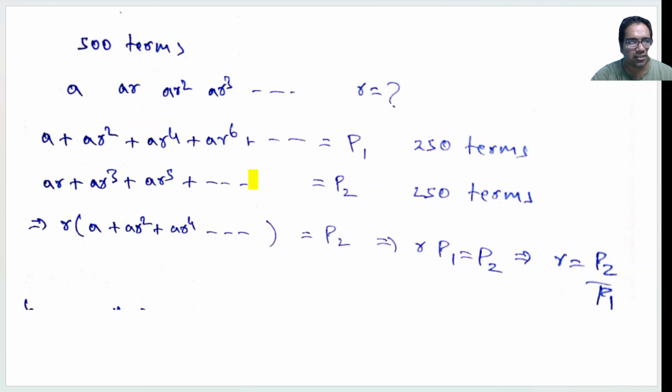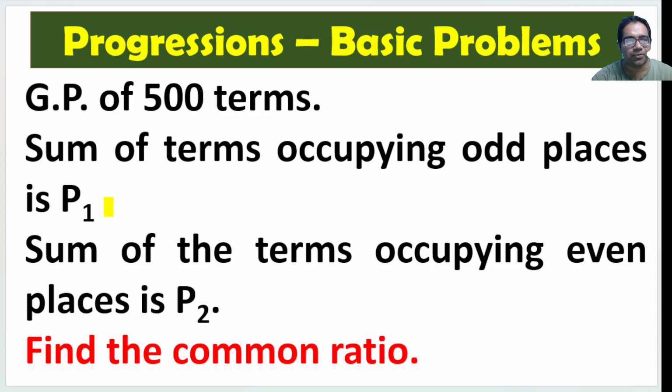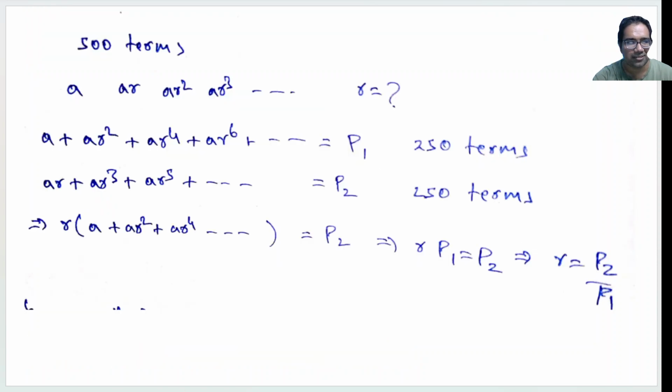If you notice this P2, if you take R common, it becomes R times P1 only, right? R times A plus AR square plus AR power 4 like this. One R will be removed, then this will be exactly equal to P1. R times P1 is actually P2, right? So what does that mean? R is P2 by P1. This is such a simple problem. The common ratio is actually P2 by P1, right, guys?